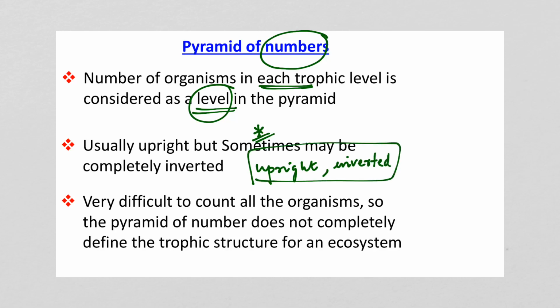Now we will understand this when we discuss the other types of pyramids also. And it's very difficult to count all the organisms. So the pyramid of numbers does not completely define the trophic structure of an ecosystem.